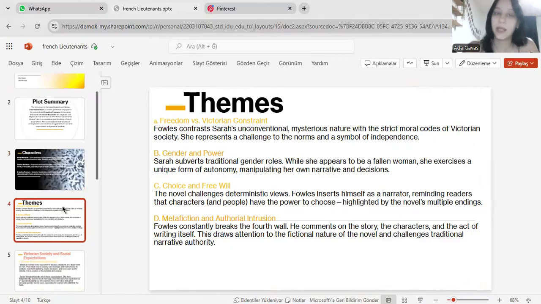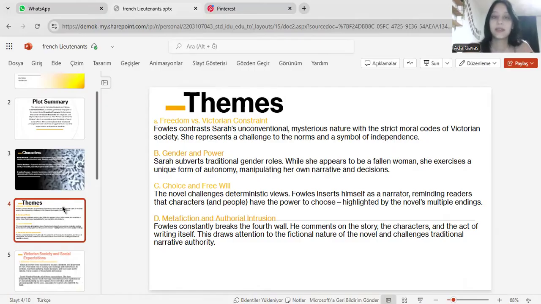The first one is freedom and Victorian constraint. Fowles contrasts her unconventional, mysterious nature with the strict moral codes of Victorian society. She represents a challenge to the norms and a symbol of independence. Gender and power. Sarah subverts traditional gender roles. While she appears to be a fallen woman, she exercises a unique form of autonomy, manipulating her own narrative and decisions.